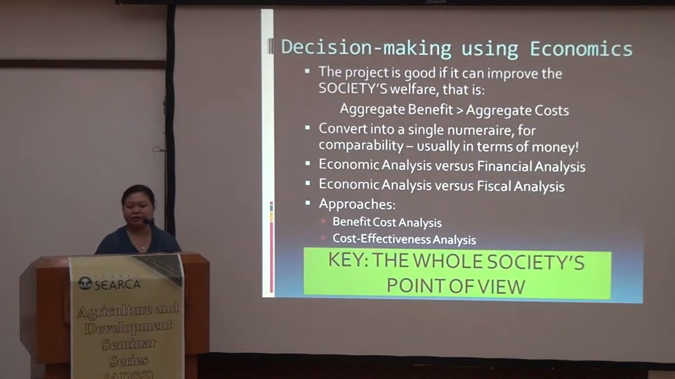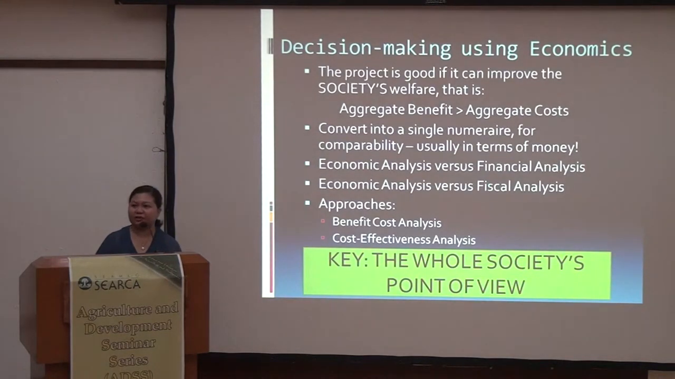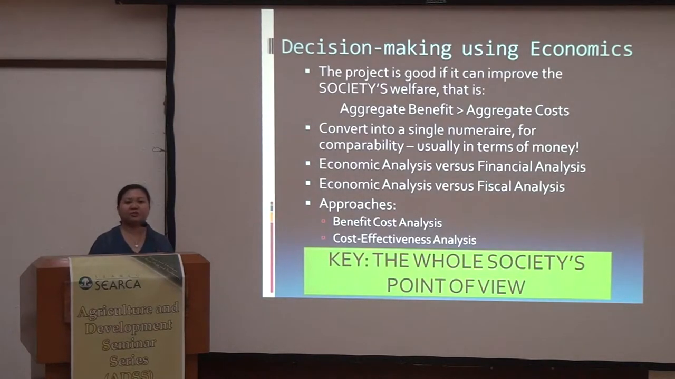So, how do we make decisions using economics? A project is good if it can improve society's welfare. So, a keyword is social welfare, societal welfare. That is when the aggregate benefit exceeds the aggregate cost of the project. And it is simple because we can easily compare different projects, even those having different impacts or outcomes, because we convert those impacts or outcomes into a single numeraire, which is usually in terms of money. Okay? And that is relatively easy to compare.